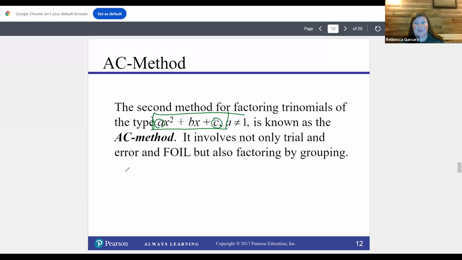It's going to be very similar to what we were doing with trinomials when A was 1, in that we're going to multiply A and C together and find out what that is. That is what we're going to find factors for.